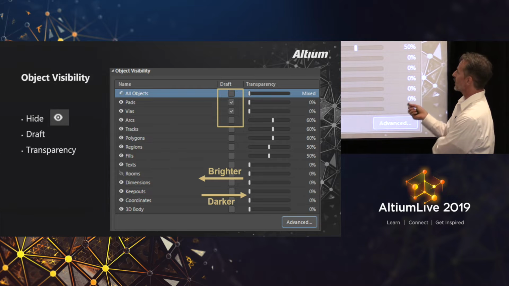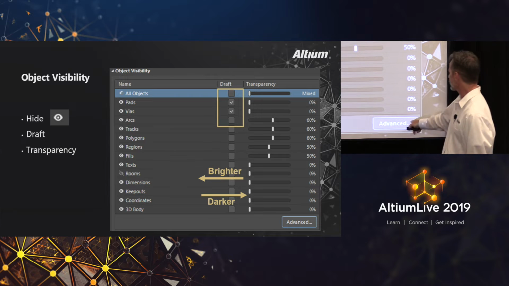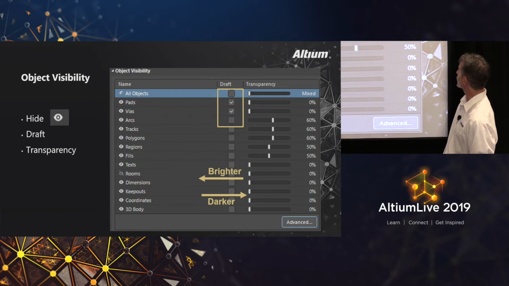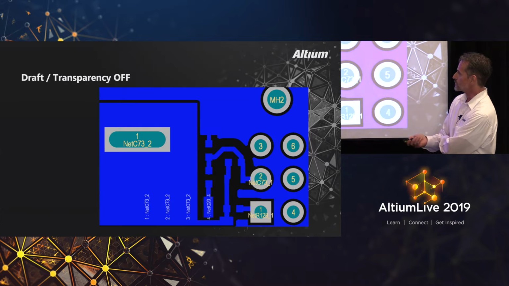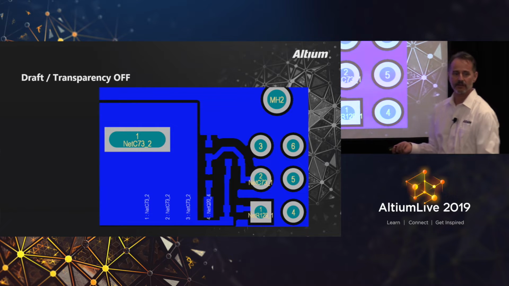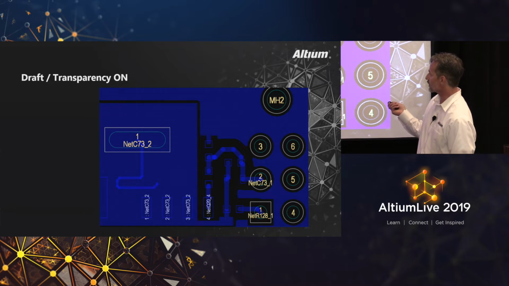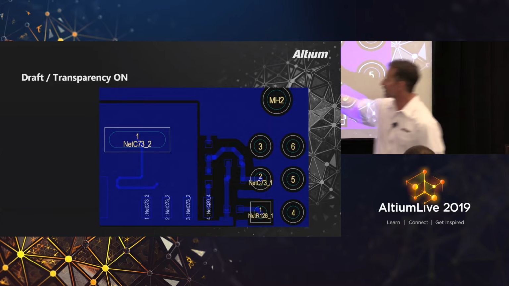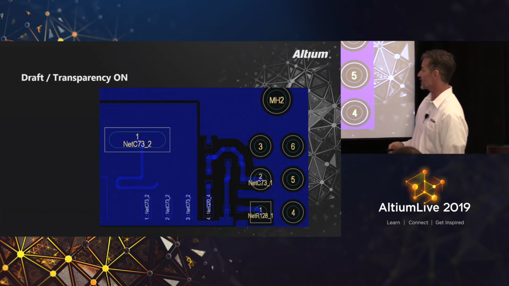So of course you have the slider for transparency. If you slide it to the left, it's brighter. To the right, it's darker. Then down under, you've got your advanced option on the bottom, which I think will bring up all of the individual layers. So for example, here's with the draft transparency off, and now setting the tracks and pads and vias to draft and the polygon to transparent mode. You can see here I have a track that's underneath there. You can see the routing of that under the polygon.